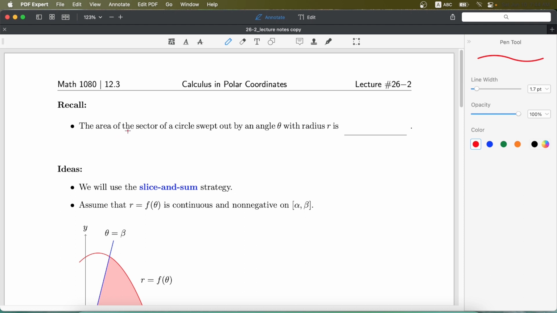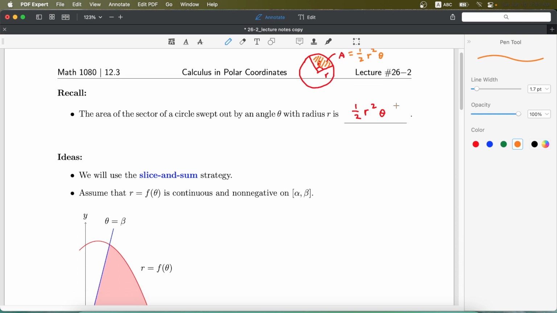The area of the sector of a circle swept out by an angle theta with radius r is given by 1/2 r squared theta. So that means right here, if you have a circle with radius r, and let's say you have a sector, and the angle is theta, then the area of this sector is 1/2 r squared theta. We will need this to establish our formula.